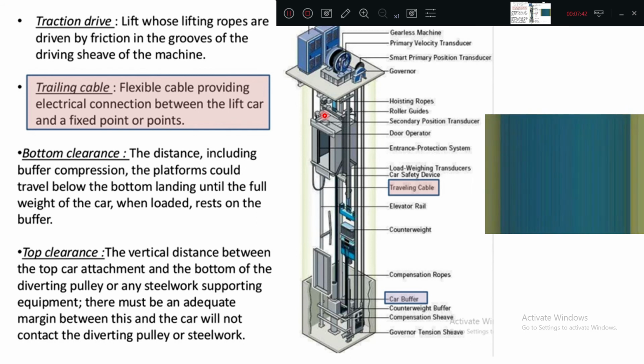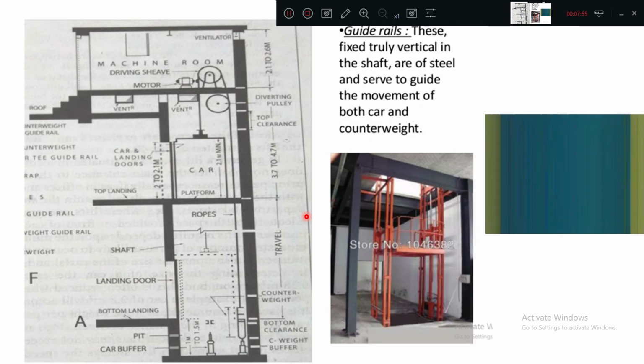Generally the dimensions will be given. Okay, minimum top clearance, minimum bottom clearance, minimum dimensions of the cab, minimum inside clearance, outside clearance, like that they are generally provided. Okay, so this is a line diagram, you can say.